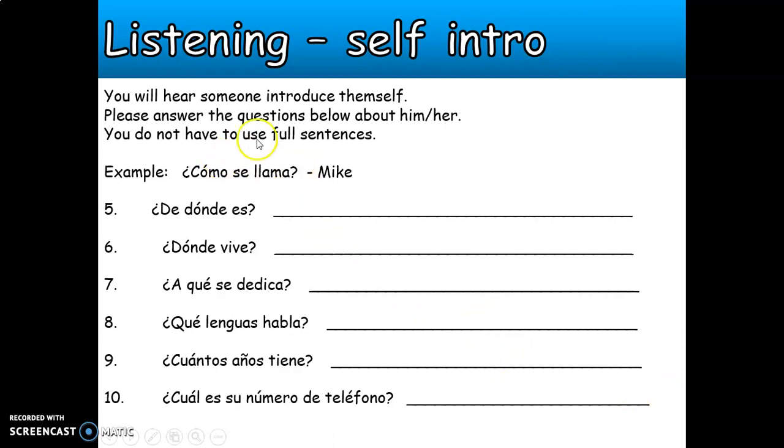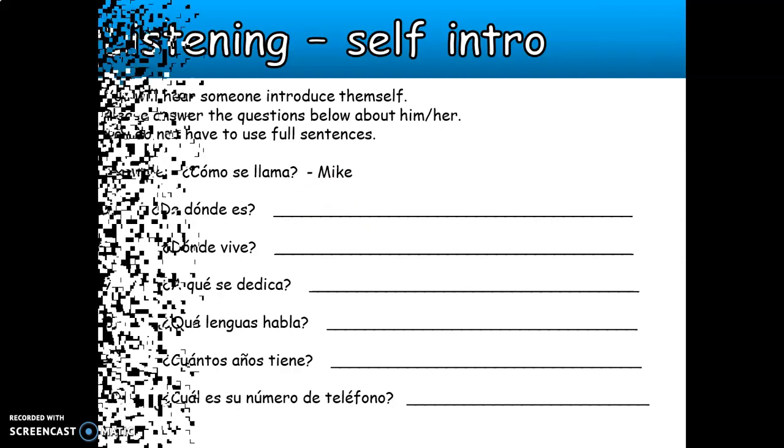Okay. This one you don't have to use full sentences. Like, where is he from? If he says he's from like Spain, you just write España. You don't have to say es de España. No, just España. So this one's just me knowing that you can understand what he said. I don't care about full sentences on this one.